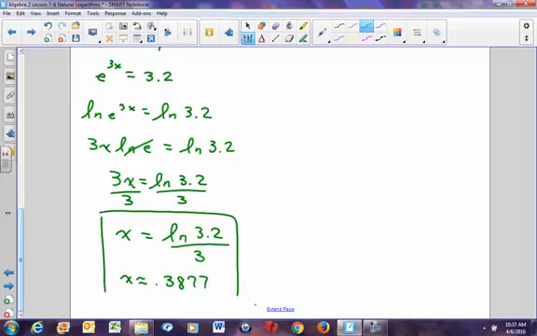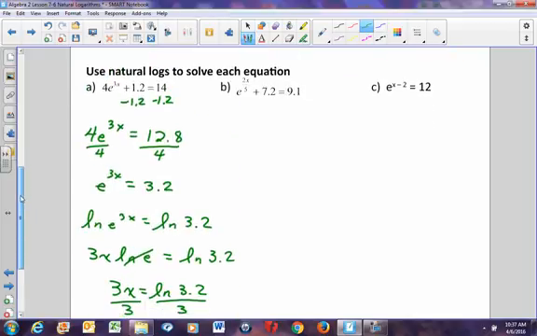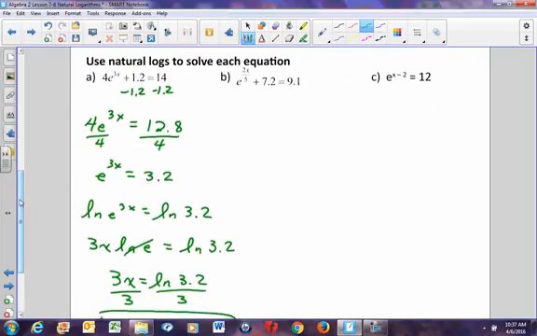How many decimal places you take it to depends upon what you're told in your instructions. The book will either tell you or I will tell you how far I want you to go if they ask for a decimal approximation, accurate to 4 decimal places, rounded to 3 decimal places, whatever. All right, here we go.